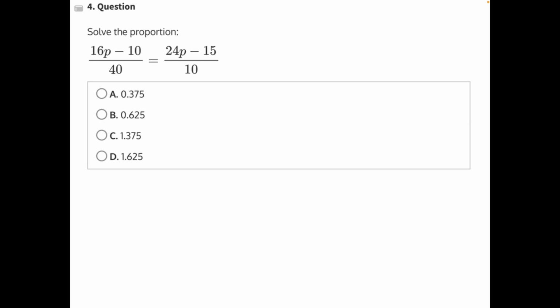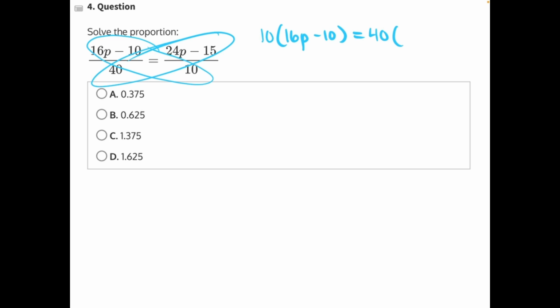To solve this proportional ratio, let's cross multiply this numerator by its opposite denominator, 10 times 16p minus 10, and set that equal to the other numerator times its opposite denominator, 40 times 24p minus 15. Again, we can't simplify anything within the parentheses because these are not like terms, so we need to go ahead and distribute. 10 times 16p will just give us 160.